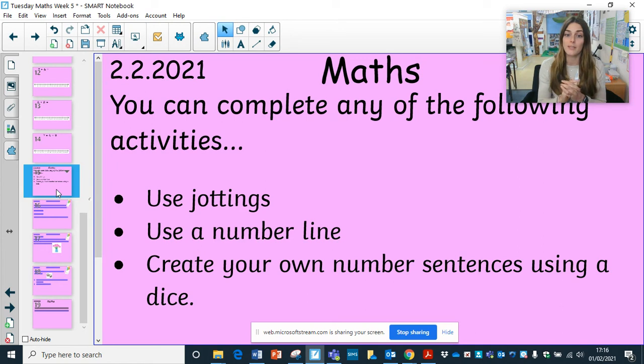And you can create your own number sentences using a dice. So I've attached some nets of some dice which you can use, and you can put your own numbers on and roll and create your own number sentences and add those 2 numbers together. Or if you wanted to, then you can just create your own number sentences. That's fine, however you'd like to do that as well.